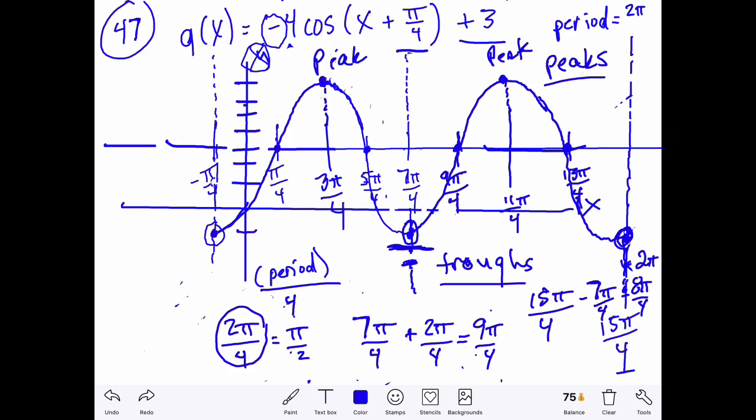Okay, and notice here on this graph we constructed 2 periods' worth of our function, g of x equals negative 4 cosine of the quantity x plus pi fourths, plus 3. So hopefully this puts it all together for you, and also this is problem number 47 in your book. Okay, thank you.